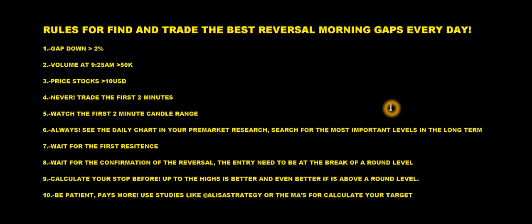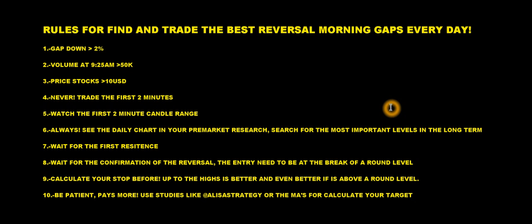So the gap downs are the faster movers when the panic comes to them. So we need gap downs that have more than 2%. Every day we have gap downs, even if the market is going up. Okay, so gap downs more than 2%. Then the second one on the scanner, we need volume at least at 9:25, 5 minutes before the market opens. We need more than 50,000 shares. Okay, it's really important because we need liquidity.